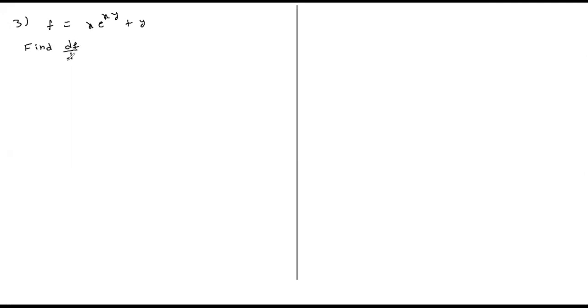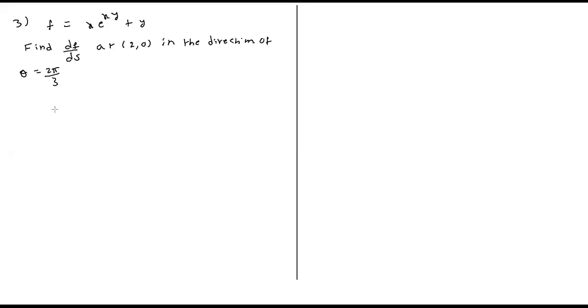df by dx, the directional derivative, at what point? At the point (2, 0), in the direction of theta equal to 2 pi by 3. Now it is a two-dimensional vector. You can see the input is only (2, 0), and the scalar function is also a function of two variables.